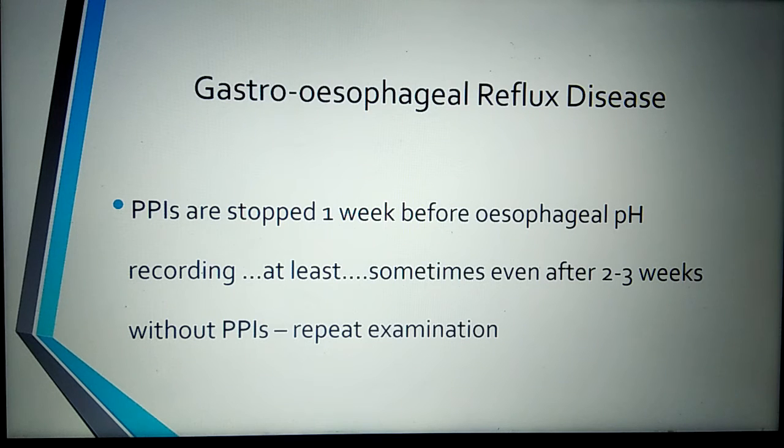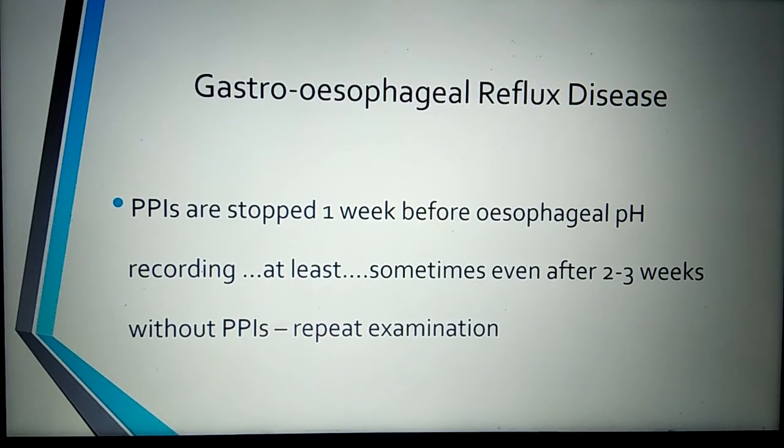Before going for this pH recording, always ask the patient to stop the proton pump inhibitors if he or she is taking them. At least the PPIs should be stopped 1 week before the esophageal pH recording. At least 1 week before. And sometimes we will have to wait for 2 to 3 weeks without proton pump inhibitors and then repeat the examination if any doubt is there.